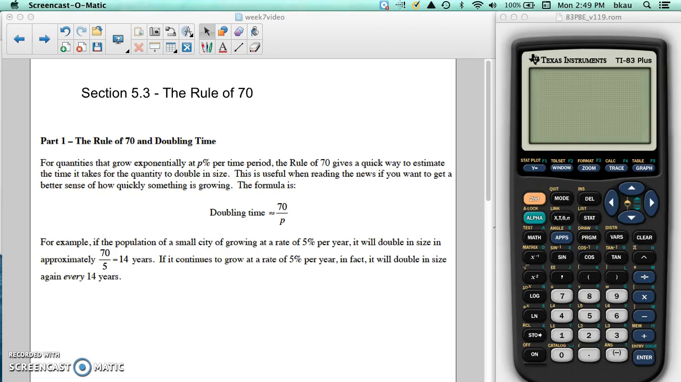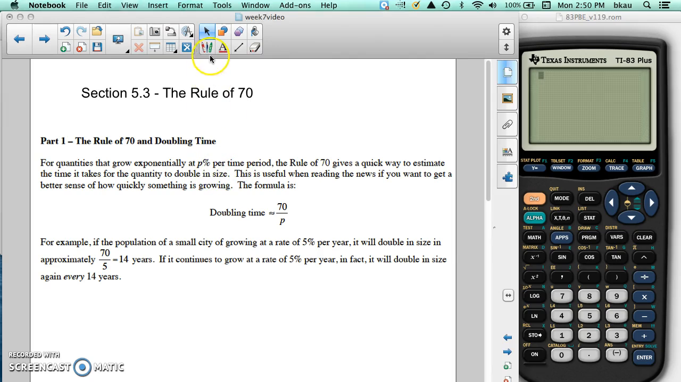Hello, and in this video we're going to look at the rule of 70. This is also found in section 5.3. It's a rule to estimate the doubling time. So for quantities that grow exponentially at p% per time period, we can use any time period we want here. It doesn't matter what time period it is. We could be doing years or months or hours.